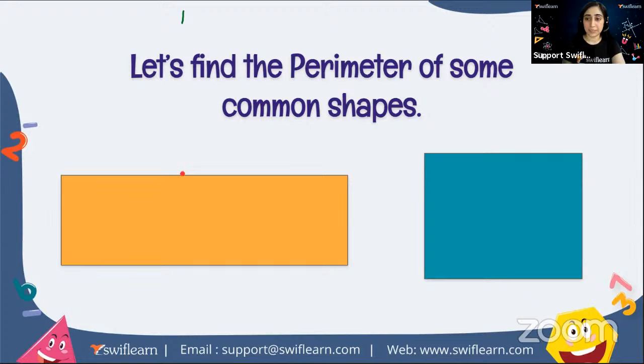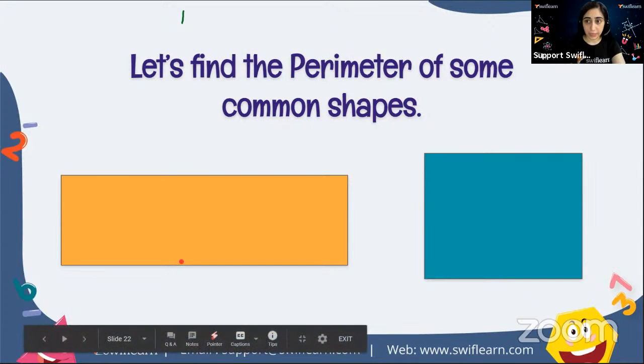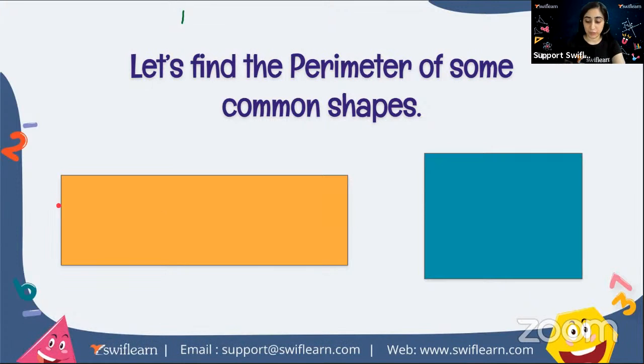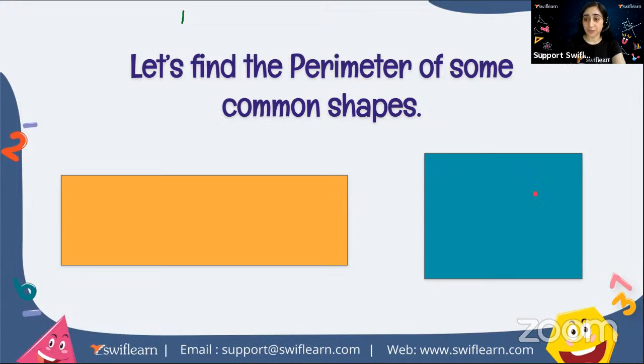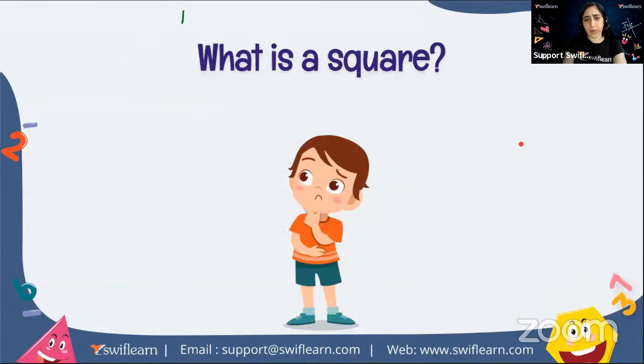So when we know that this side is equal to the lower one and the side on the right hand side is equal to the left hand side, what do we call it? We call it a rectangle. Good, Karnav. We call it a rectangle. Whereas on this side, when all the four sides are equal, we call it a square. We call it a square. Yeah. So what is a square?